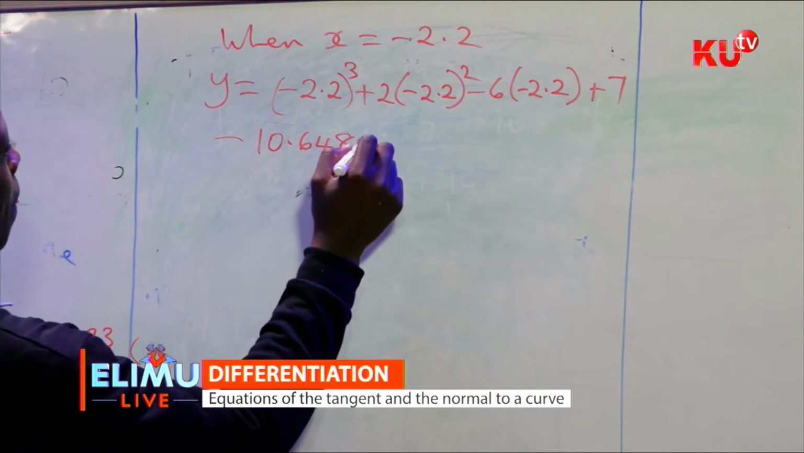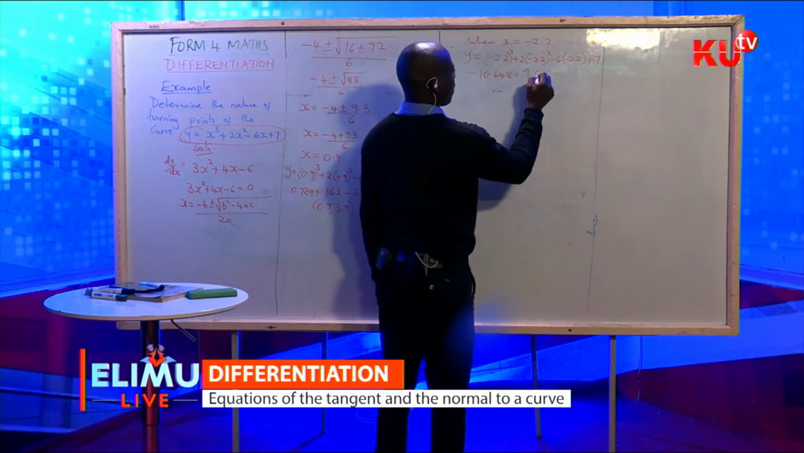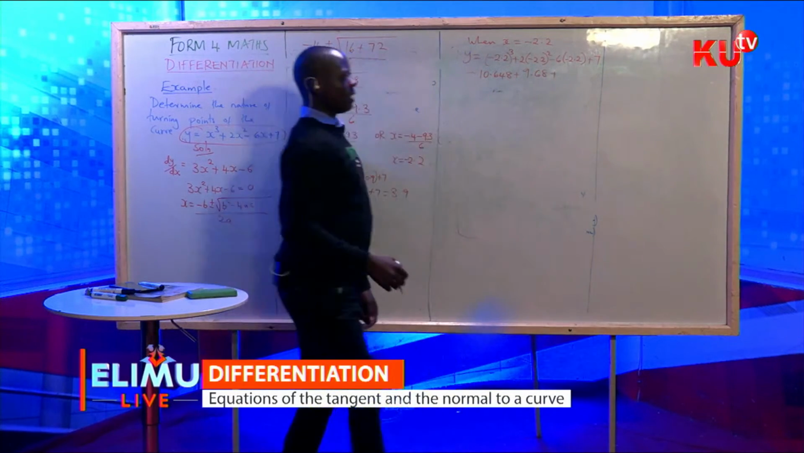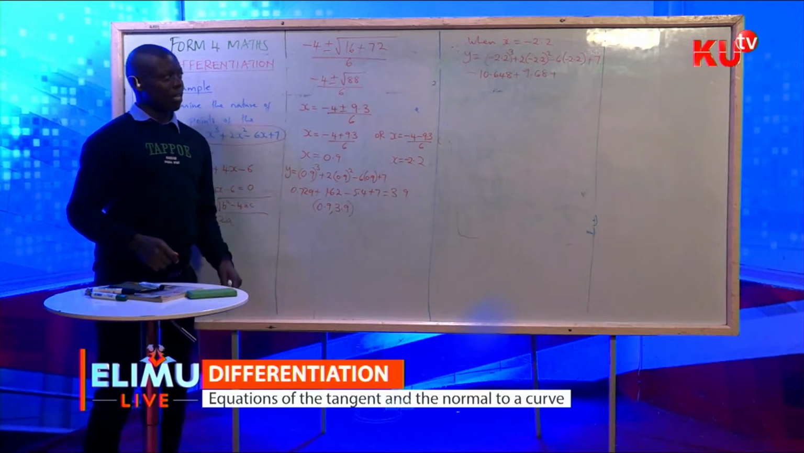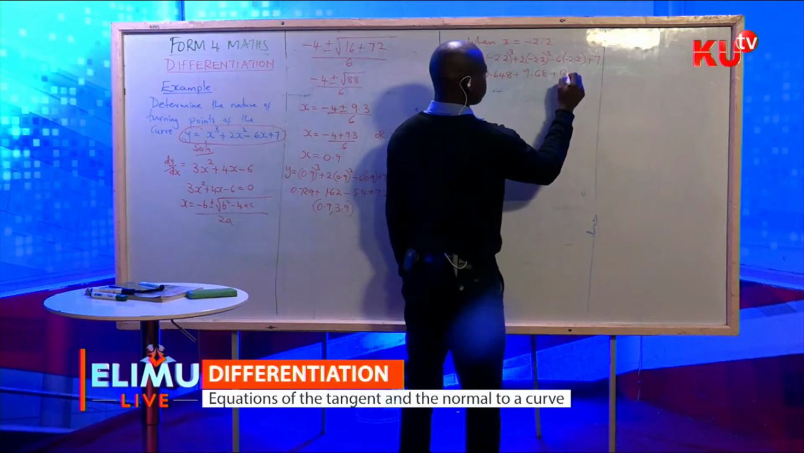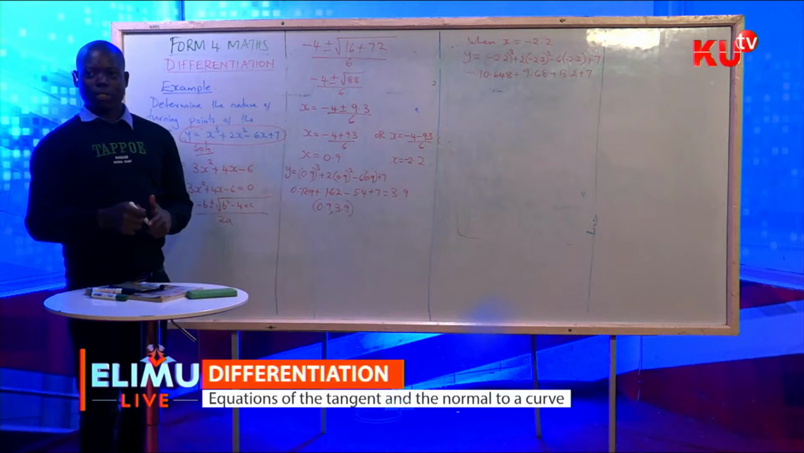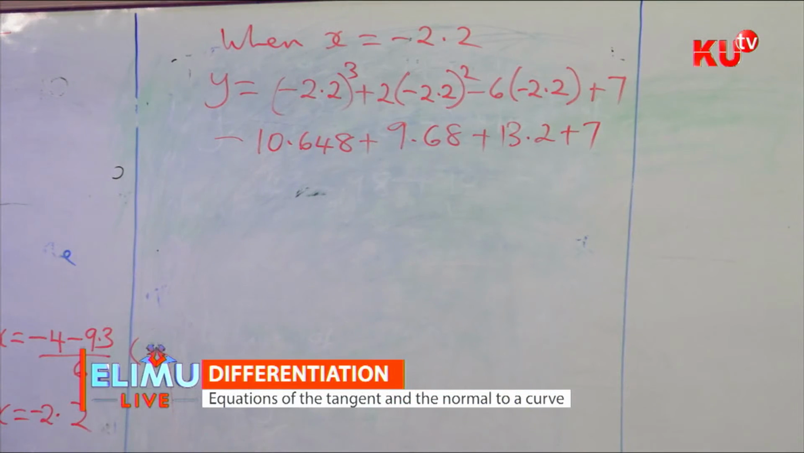10.648 plus, the other side we have 2 times negative 2.2 squared times 2, that is 9.68, plus, why plus? Because negative 6 and the other side you have negative 2.2, so it turns to positive. So we'll have 6 times 2.2 to get 13.2, then plus 7. So put it in your calculator, students, to do the final substitution.